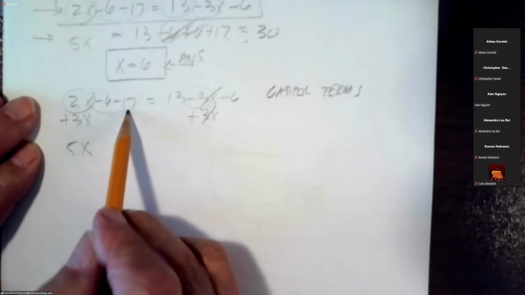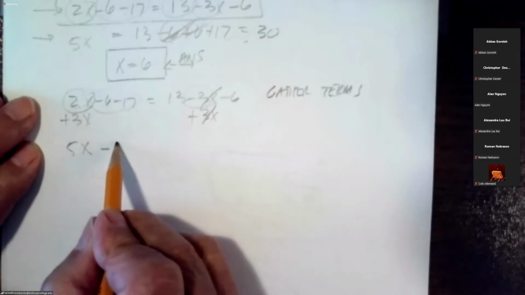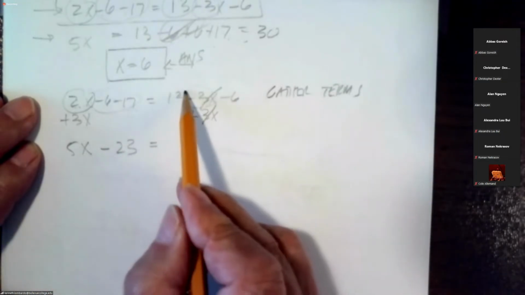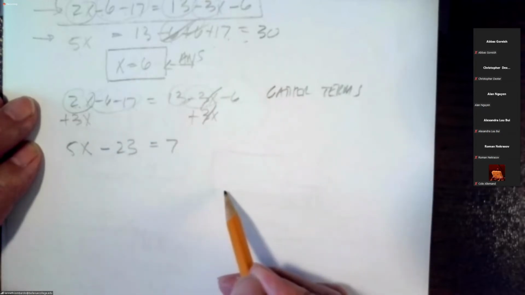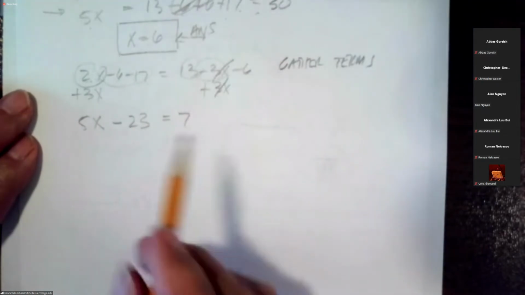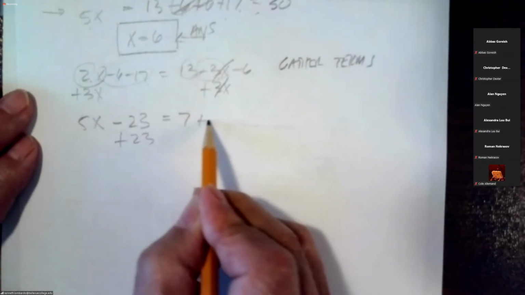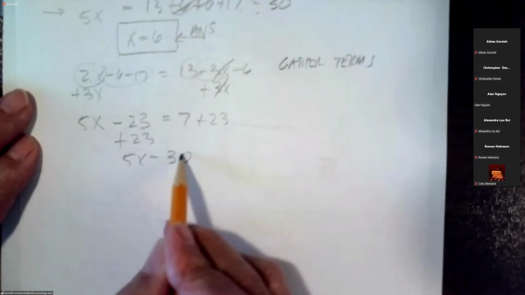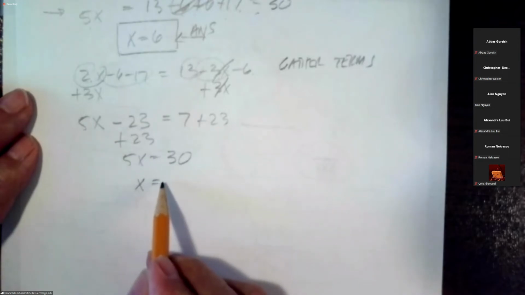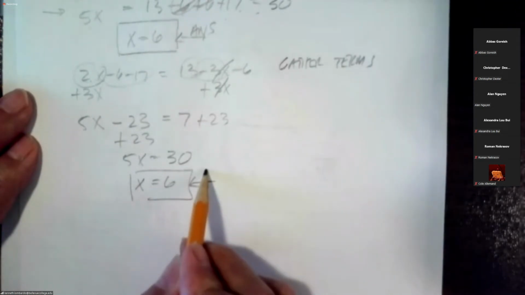Here I have negative 6 and negative 17. That's negative 23 equals 13 minus 6. That would be 7, wouldn't it? Positive 7. Okay to that point? Yeah, I'm okay. Add 23 to each side, and I get 5x equals 23 and 7. That should be 30. Divide each side by 5, and we get x equals 6. Okay, I get it now. Thank you for walking through. Okay, sure. All right. Other questions before I go to the next one?